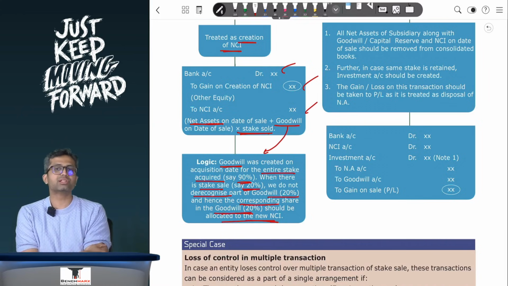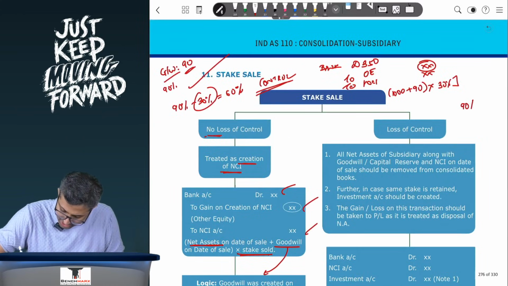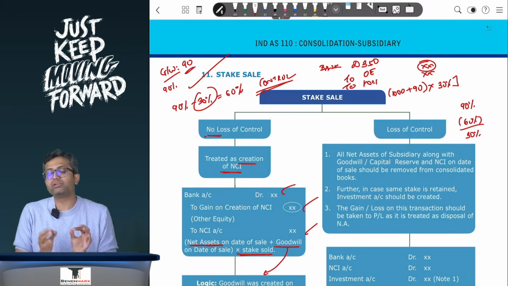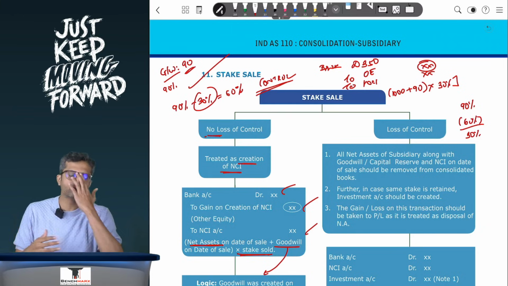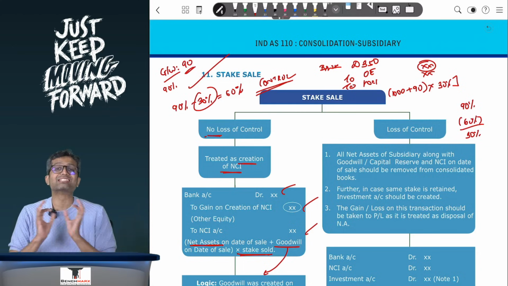But sir, what if there is a loss of control? If there's a loss of control, for example, you had a 90% stake and you are selling 60%, which means you're left with 30%, then this will be treated as a sale of asset transaction. This is not a creation of NCI. Now, you're not creating NCI. You yourself are NCI, by the way. And as a result, this is treated as a sale of asset transaction.